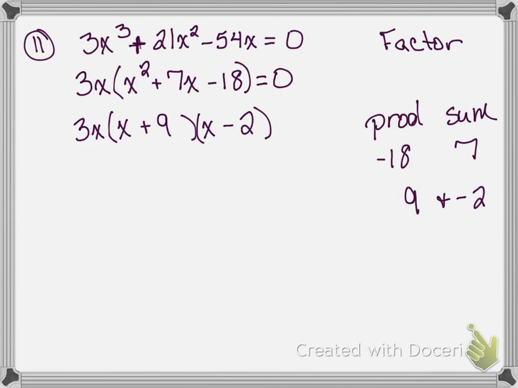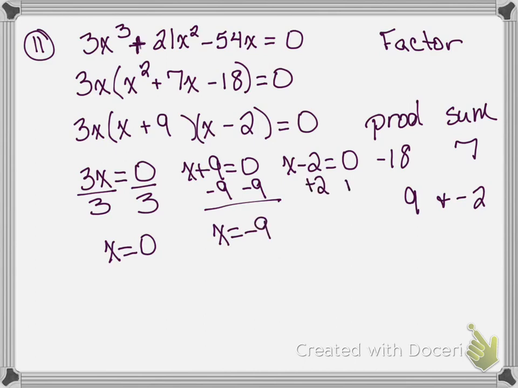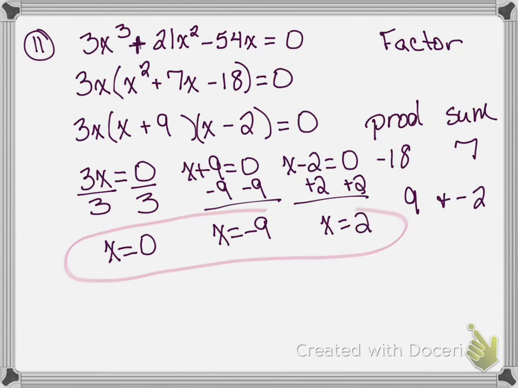So what I've got now is my 3 factors. I have 3x, then I have x plus 9, and I have x minus 2. So my next step is I'm going to set each one of those equal to 0. So I have 3x equals 0, x plus 9 equals 0, and x minus 2 equals 0. Okay, so for our first one, our first value here is 0. Our second factor, I get x equals negative 9, and my third one, I'm going to get x equals 2. So the solutions to this problem right here are 0, negative 9, and positive 2. Those are the solutions.